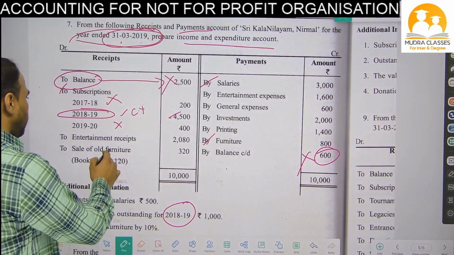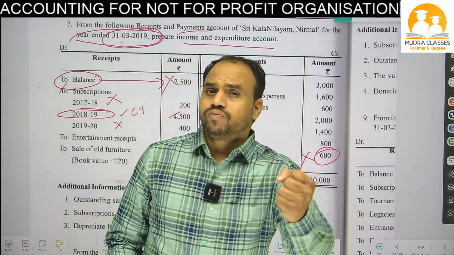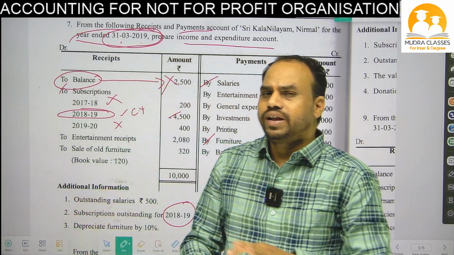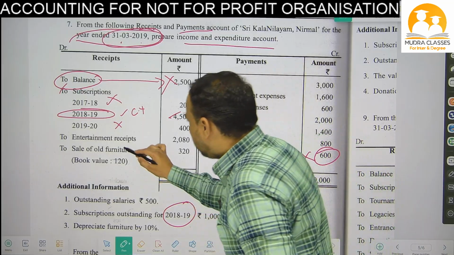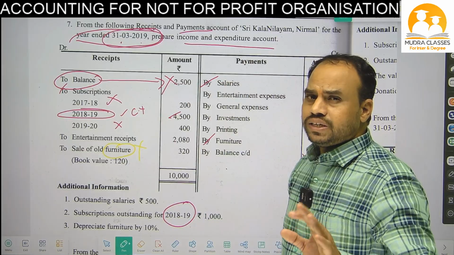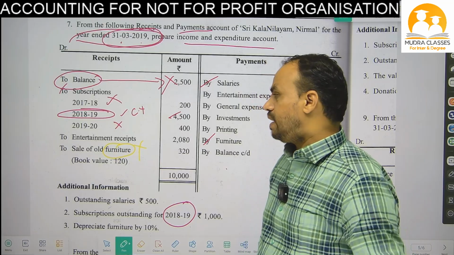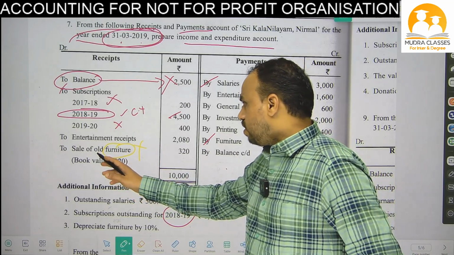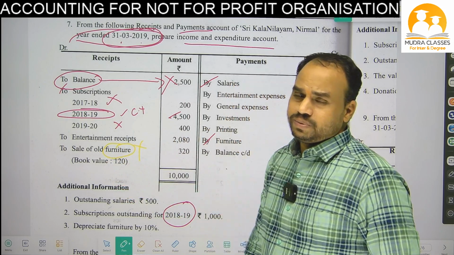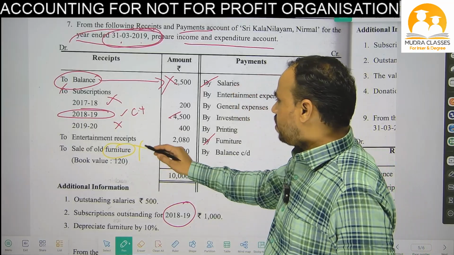Next item, sale of old furniture. Listen, sale of old furniture, when you sold furniture you will receive money, that is called capital receipt. We will not record it in the income and expenditure account because furniture is an asset. So already I told you, furniture purchased, assets purchased or assets sold, we will not record in the income and expenditure account. Okay, because sale of furniture is a capital receipt. Already I told you in the introduction class, we will not write in the answer.